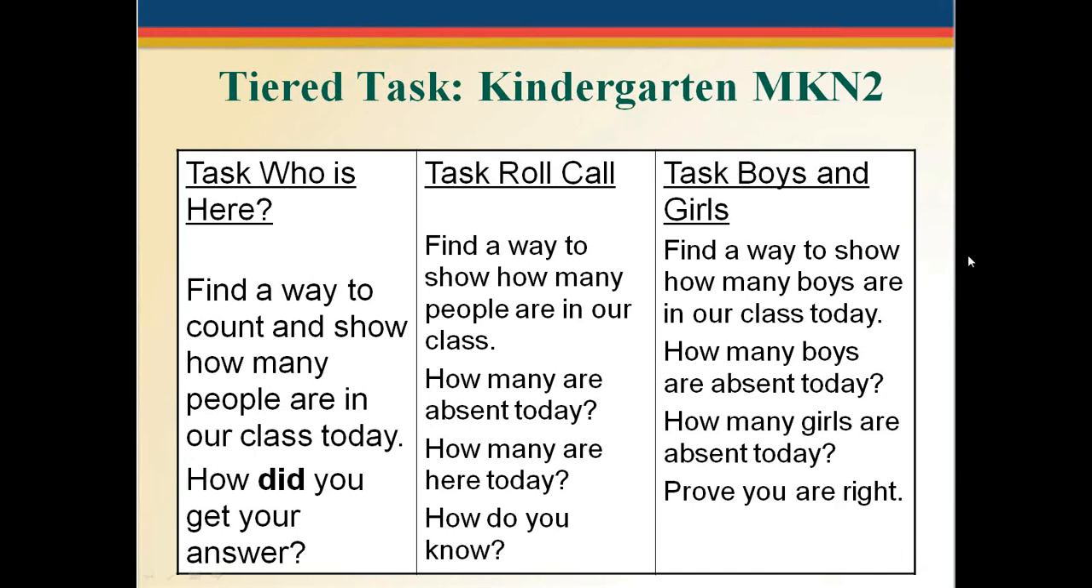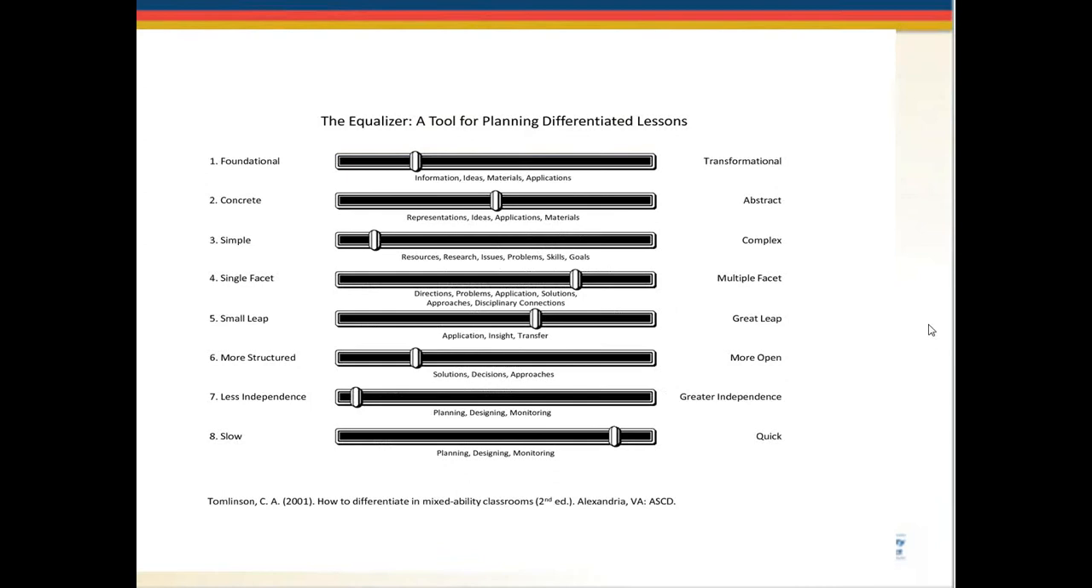Here's a kindergarten example. Whereas you might have the Who Is Here group doing a count, you might have the boys and girls group doing not only a count of what is there, but what is not there by counting an absence, which for kindergartners, that would be an additional step. This is a great little graphic. It reminds us of what we can change when we are tiering assignments. This is like a little slide, and I can move it and consider it in my mind.